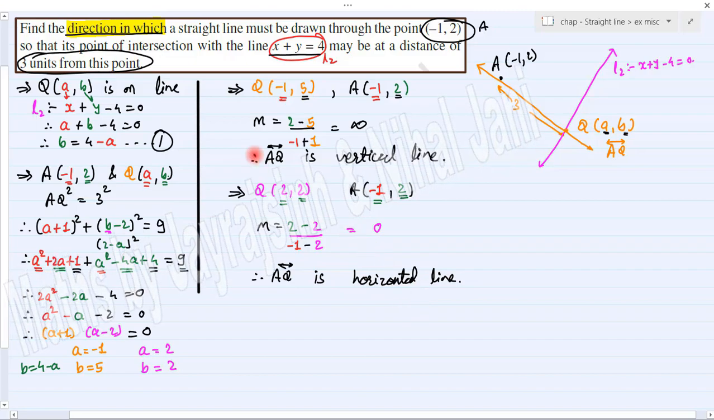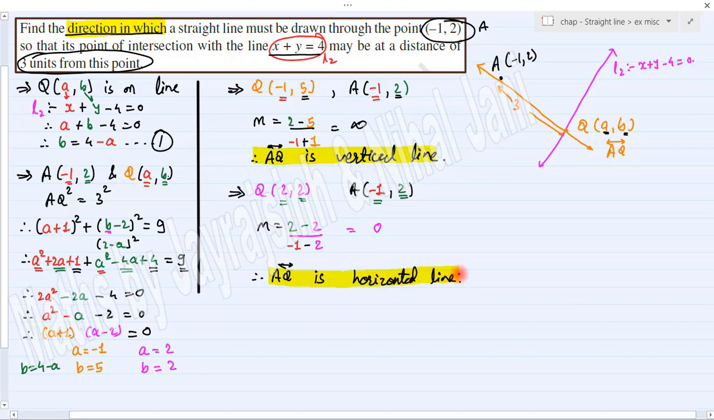So here we get our two final answers. AQ is a vertical or horizontal line. Ta-da!